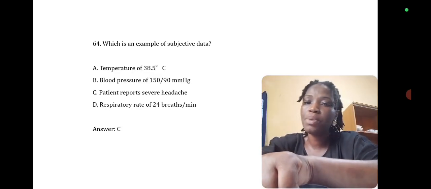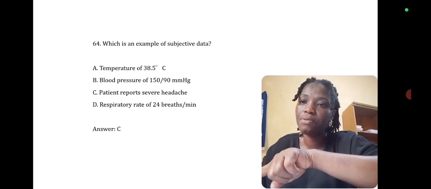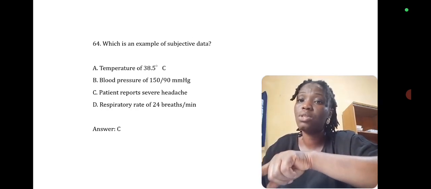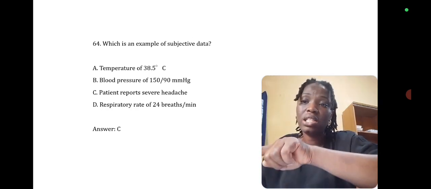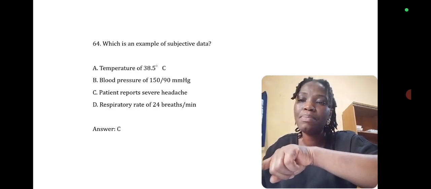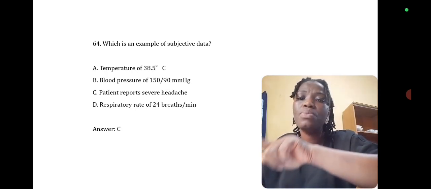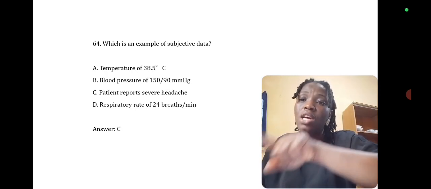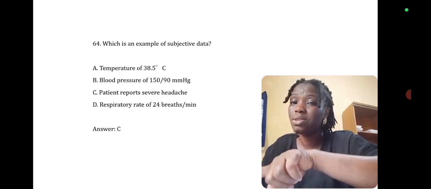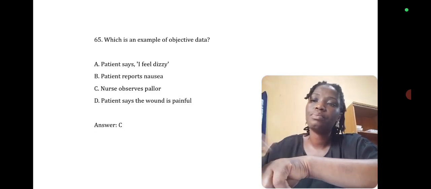A says temperature. The patient cannot check their temperature themselves, so it's objective. Blood pressure is objective because the nurse is the one checking it. D says respiratory rate. It is the nurse that is checking it. So they are all objective, except C, patient complaint. Anything that the patient tells you is wrong with them is subjective data. The one you check yourself as the nurse is objective data. So your answer is C.